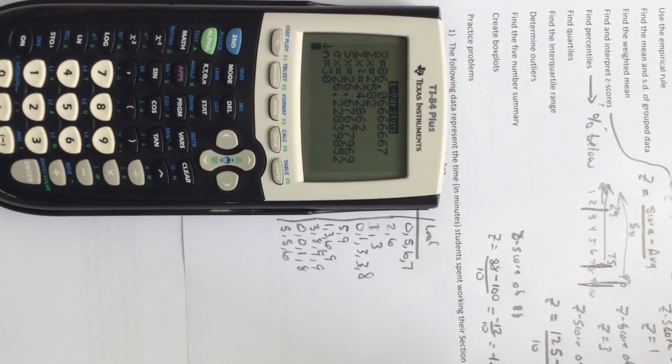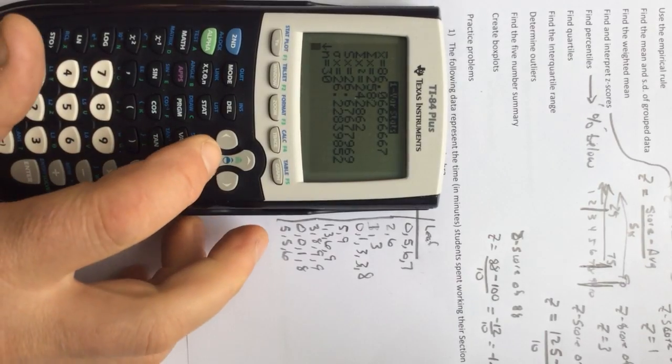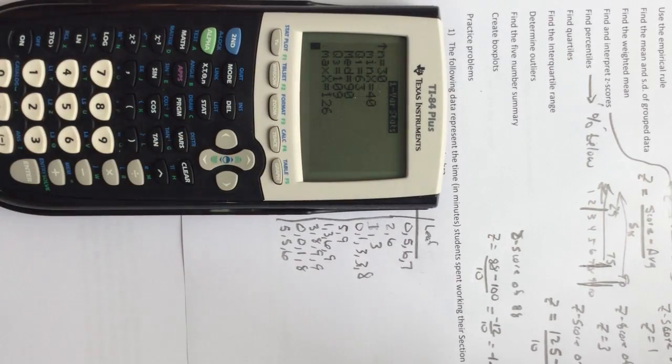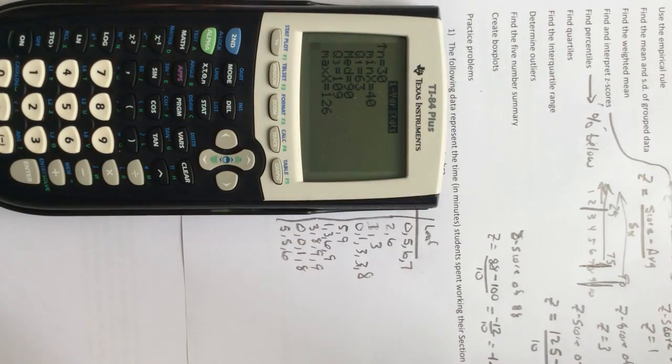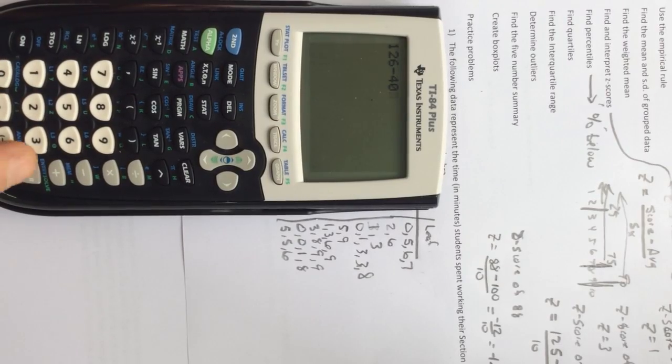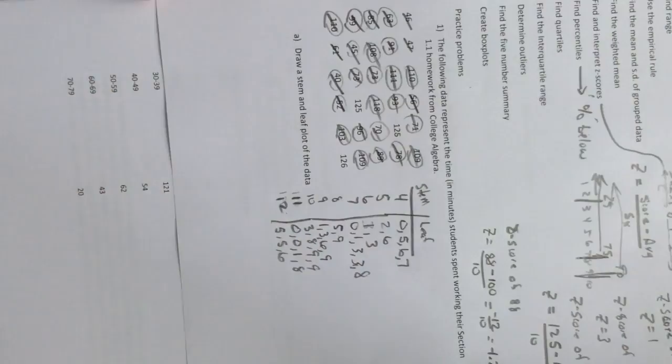Okay, so there's all the answers to that thing that they're going to ask. So see, there's the 5-number summary. So the range is going to be from the minimum to the maximum. So 126 minus 40. So the range low to high is 86.